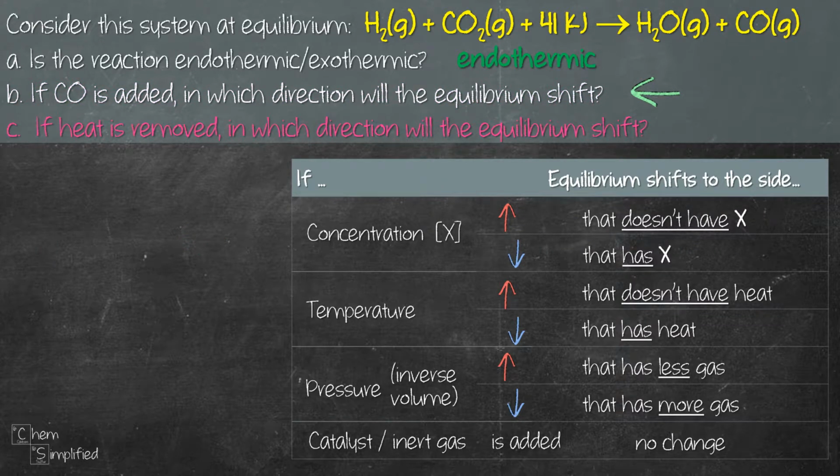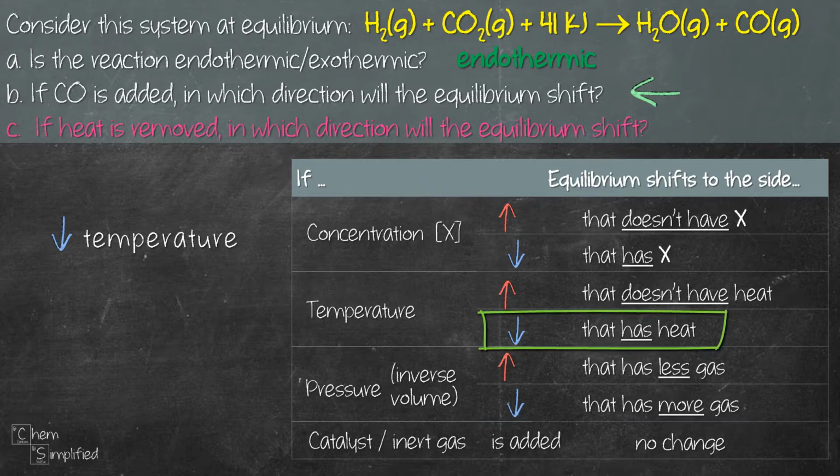And last but not least, the last part, if heat is removed, where will the equilibrium shift? Part C is basically asking about reducing the temperature. When you remove heat, it's the same as reducing the temperature. So if we reduce the temperature, according to the table, equilibrium will shift to the side that has heat, which means it will shift to the left.